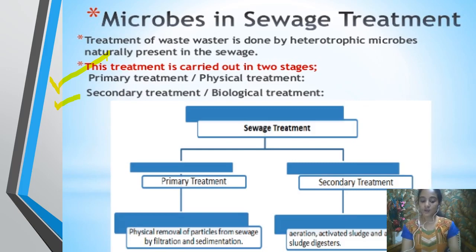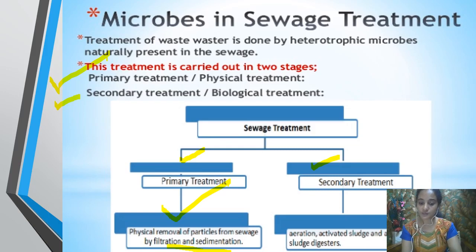Okay, so we have to see this is the primary treatment. We can see here two headings have been given: one is the primary treatment and another one is the secondary treatment. So what is happening in the primary treatment? In the primary treatment, the particles are filtered and then sedimented. So these are the two steps taking place in the primary one, that is filtration and sedimentation.